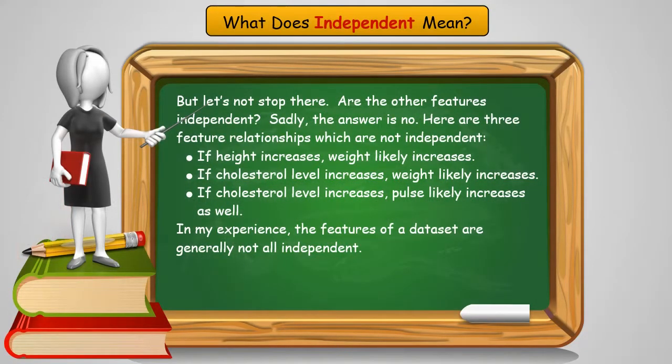But, we don't stop there. There are other features and are they independent? The answer, sadly, is no. There are 3 feature relationships which are not independent. If height increases, weight likely is going to increase. And if cholesterol increases, so will weight. And if cholesterol increases, pulse is likely to increase. So, in most experience, the features of a data set are generally not all independent.